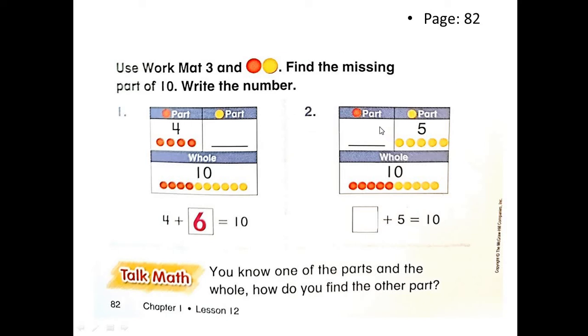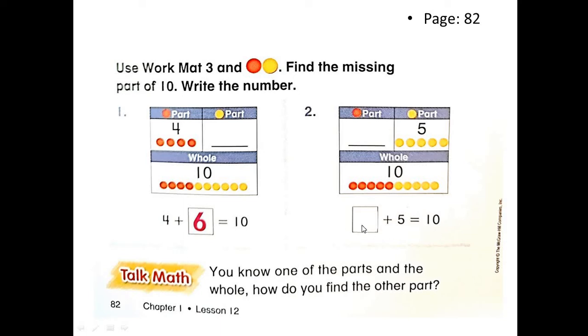Here we have 2 parts and the whole also. We don't know what the first part is, but we know the second part. We have 5 yellow circles and the whole, we have 10 circles, right? This is for the second part. So for the first part, how many red circles should we have? 1, 2, 3, 4, 5. So we should have 5 red circles here.